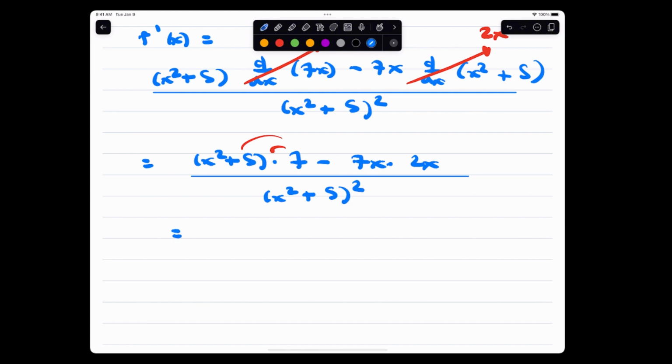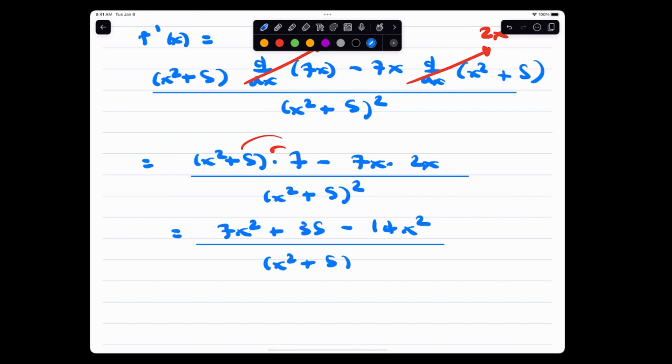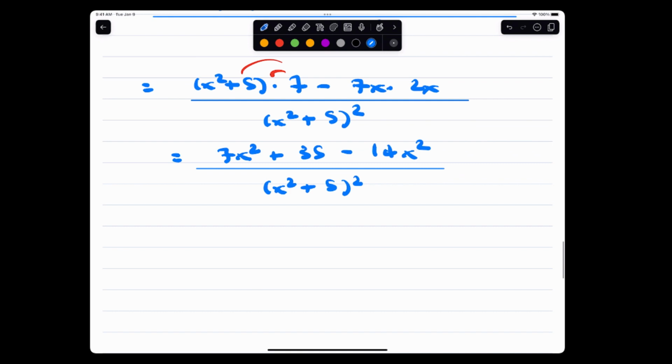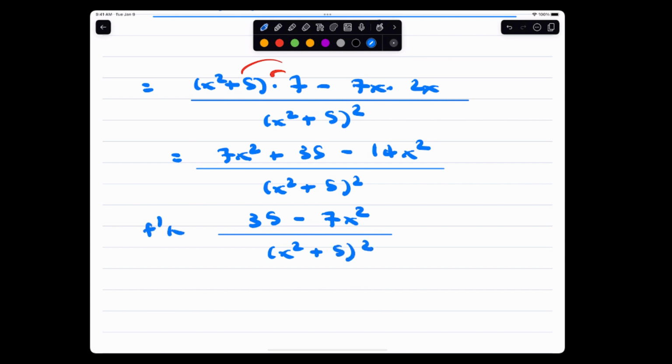See what we get. We get what? 7x squared plus what? 35 minus 14x squared. Everything over what? So what do you end up with? I'm going to do it this way. 35 minus what? 7x squared over x squared plus 5 squared. And this is f prime of x.